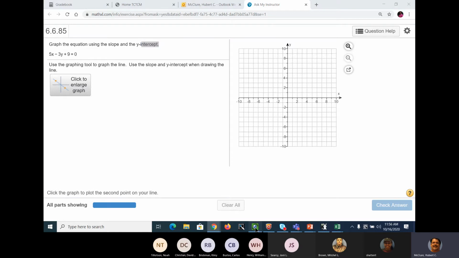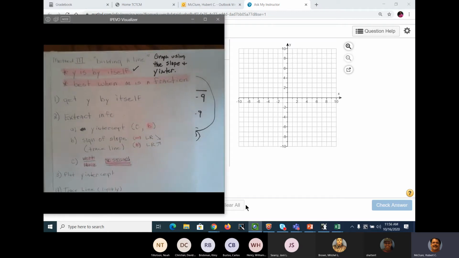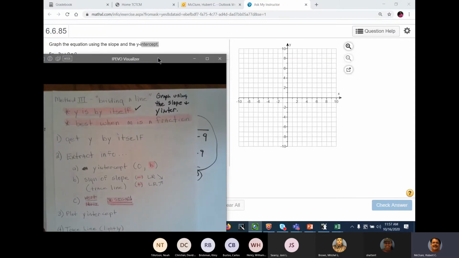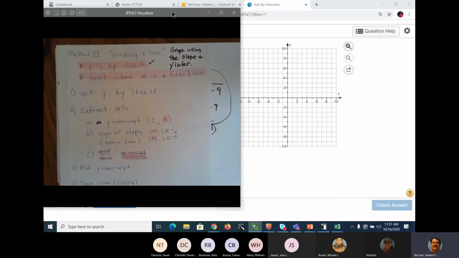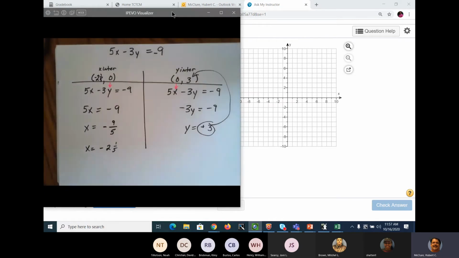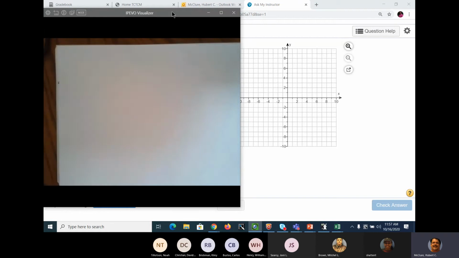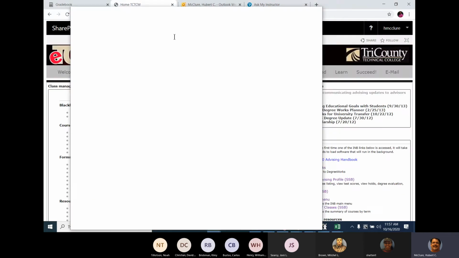I didn't read the directions. This is method 2 or 3. It says not intercepts. It says slope and y-intercept. This is method 2. So just consider this extra practice. Okay. This is method 3. Sorry. I feel awful. I led y'all astray. So this problem, you got to solve for y.